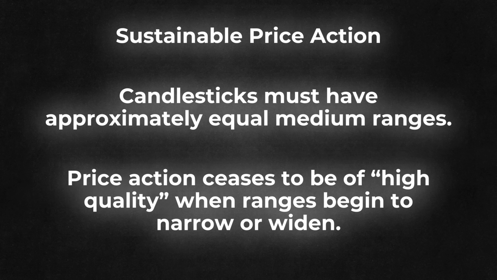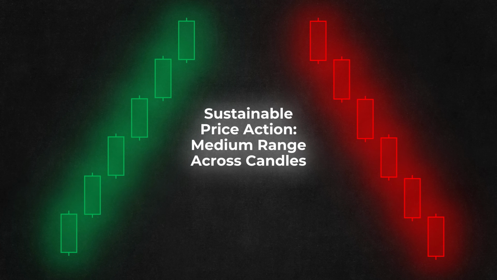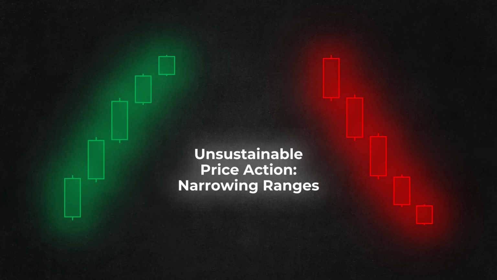Take a look at this illustration. This is an example of sustainable price action. All candles display roughly the same medium range. This means that a movement like this can continue for a long time because price is balanced. In this next illustration, you can see one of the examples of unsustainable price action because candle ranges begin to narrow as price advances. This is what we talked about previously. In a situation like this, you would see the ATR indicator dropping.